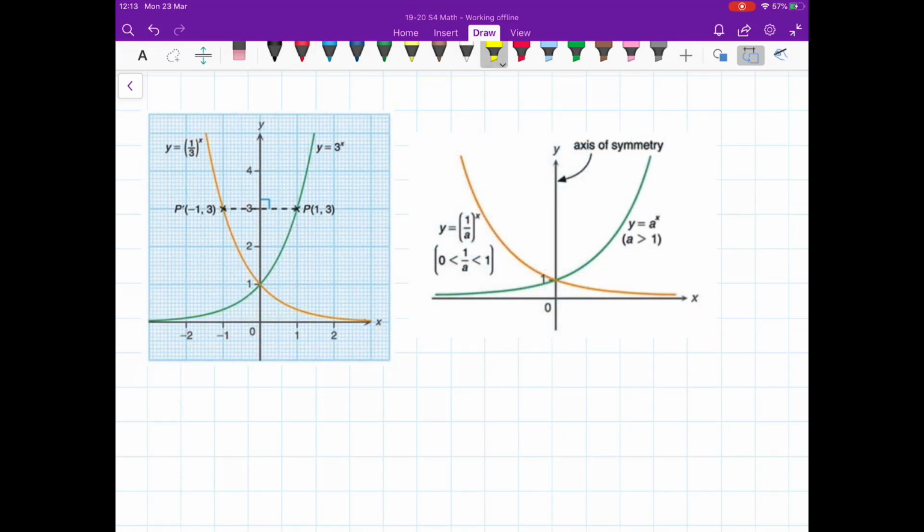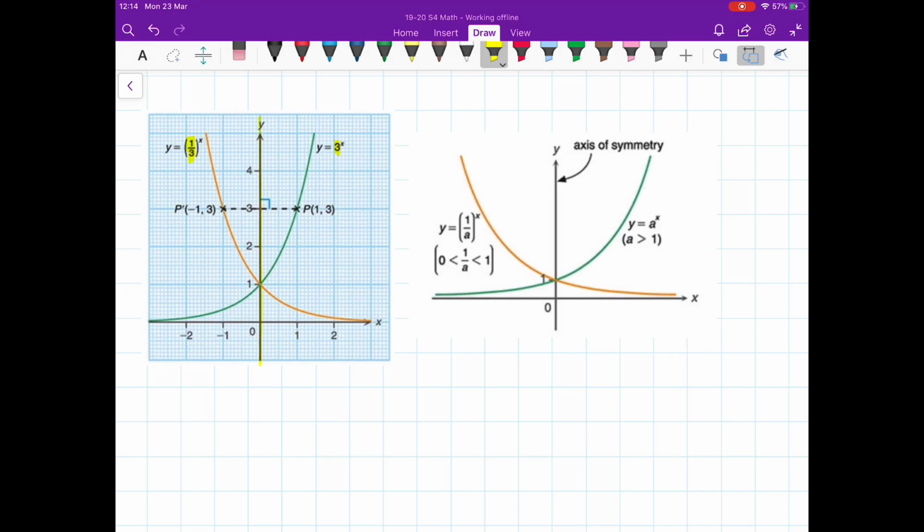Let's come to the final property of exponential functions. Please take a look at the picture on the left first. The picture shows you the graph of y equals to 1 over 3 to the power x and y equals to 3 to the power x. Can you observe anything special about these two graphs? Can you observe that they reflect each other with respect to the y-axis? That means the y-axis is just like a mirror and reflects the graphs onto each other.